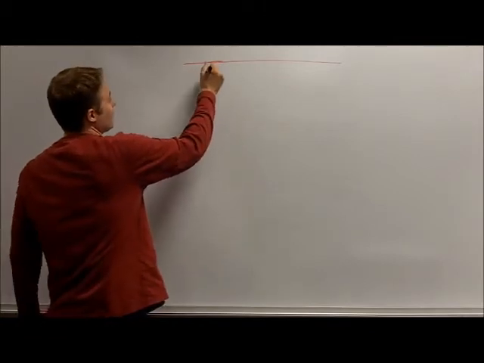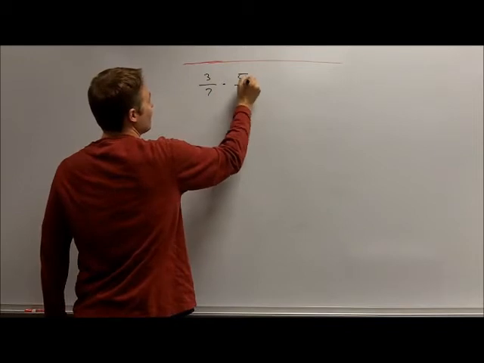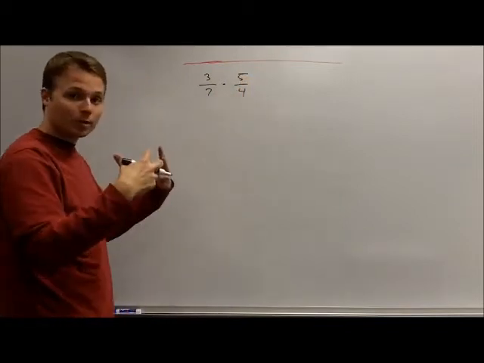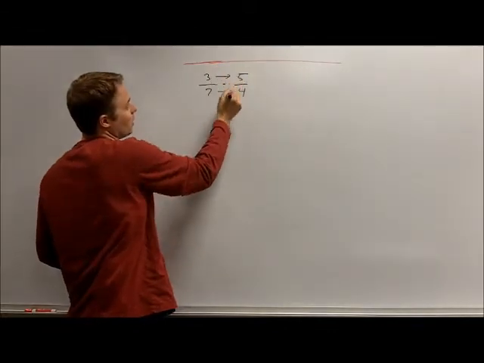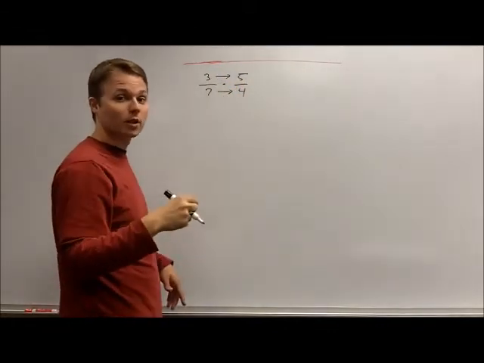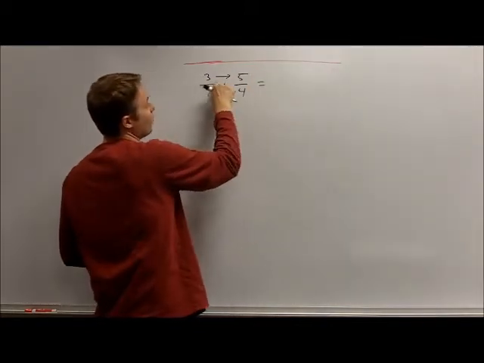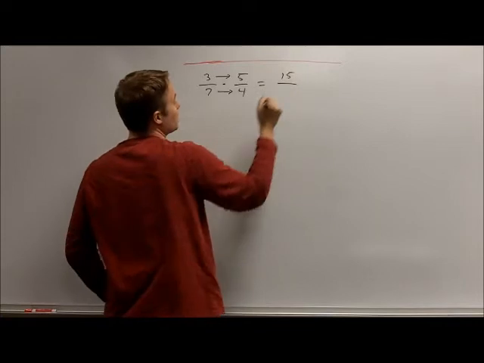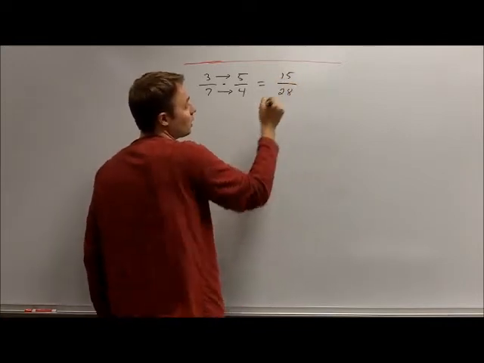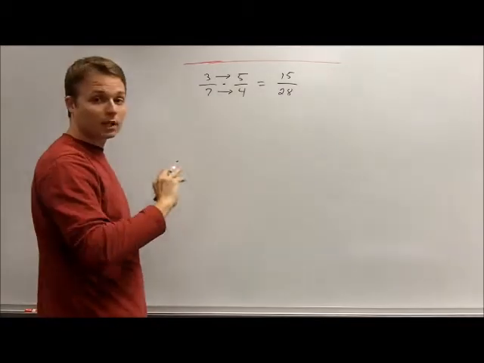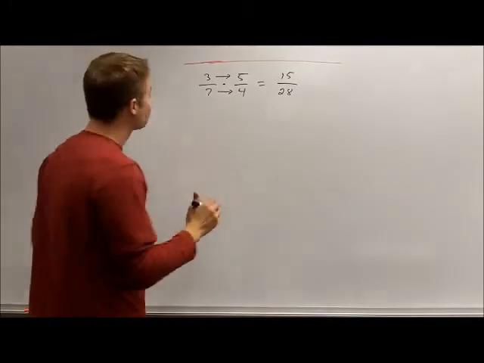So if we have an example like this, 3/7 times 5/4, if we want to multiply two fractions together, that just means that we simply need to multiply straight across. So we need to multiply the two numerators together and multiply the two denominators together. So in this case, I'll get 3 times 5, which is 15, over 7 times 4, which is 28. So there's not too much to do in the preparations for these. If it's multiplication, pretty straightforward.